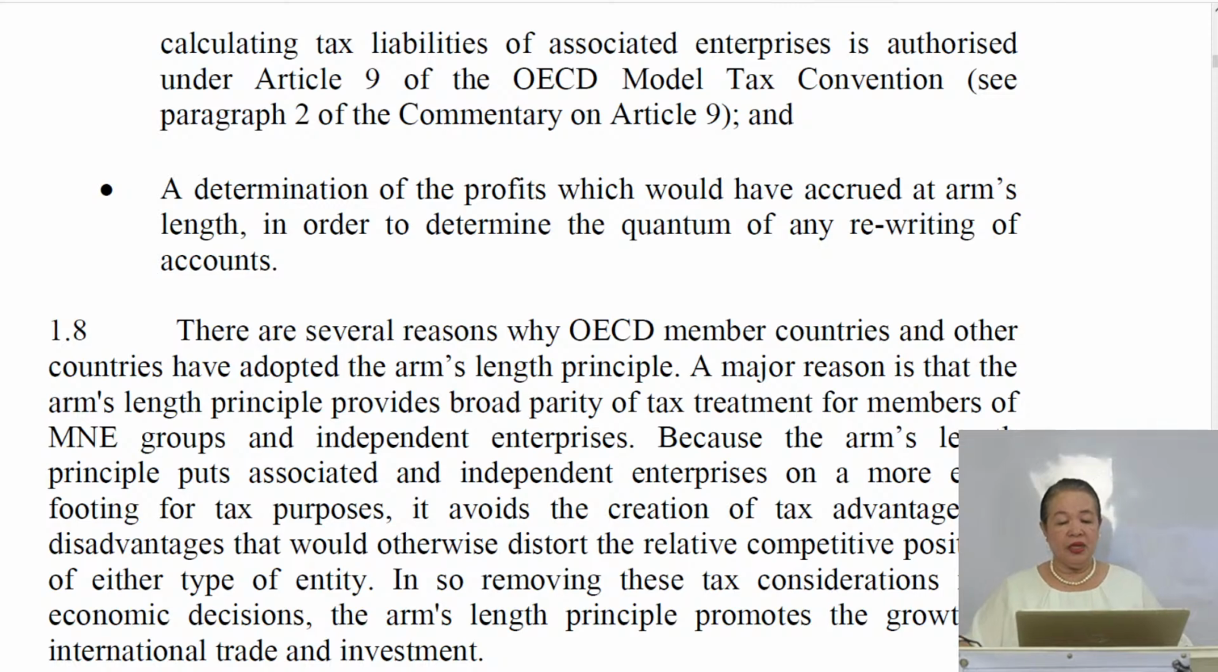So the determination of the profits which would have accrued at arm's length in order to determine the quantum of any rewriting of accounts. Why rewrite the accounts? Of course, you have to adjust, because if you have given that profit to one enterprise, you have to deduct from the other enterprise where it came from. Okay.